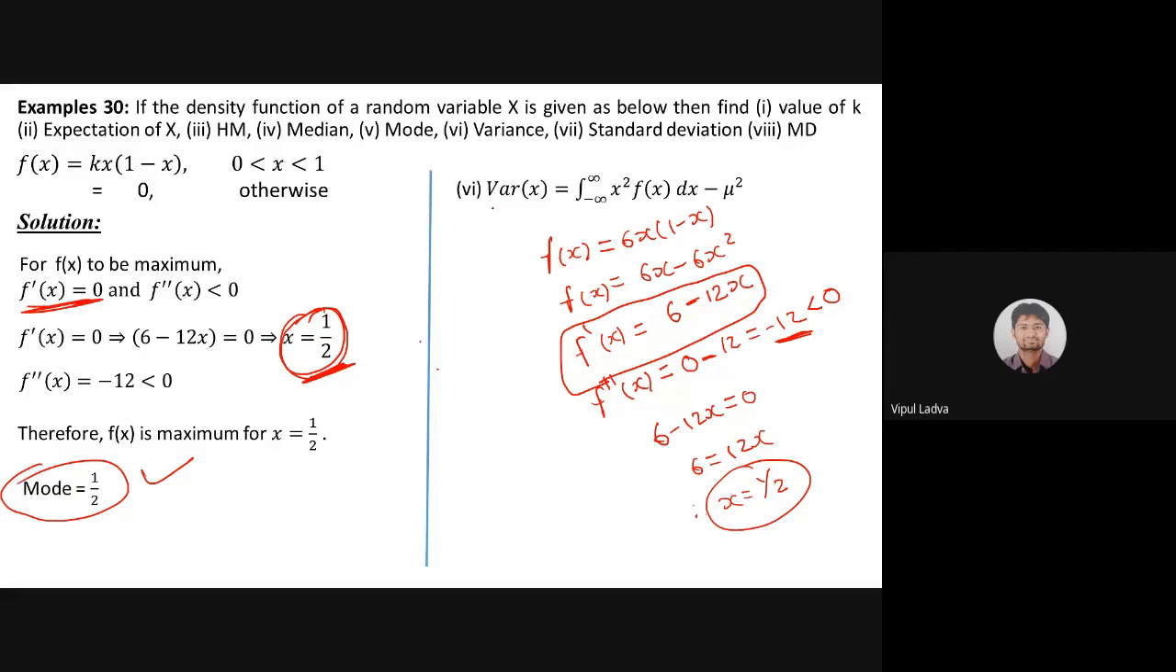Now let's go for the last part, that is variance. For the continuous random variable, how will we find the variance?